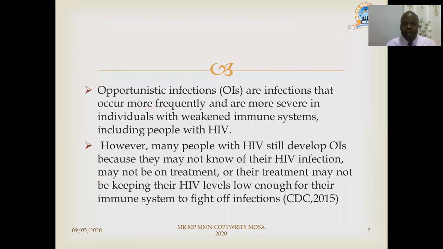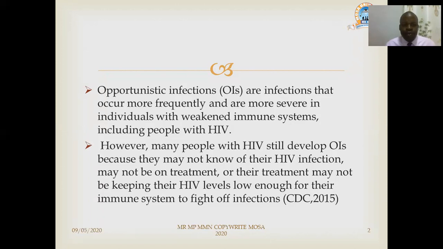So opportunistic infections, abbreviated as OIs, are infections that occur most frequently and are more severe in individuals with weakened immune systems, including people with HIV/AIDS. These are infections which are more common in people who are suffering with this pandemic, HIV/AIDS.